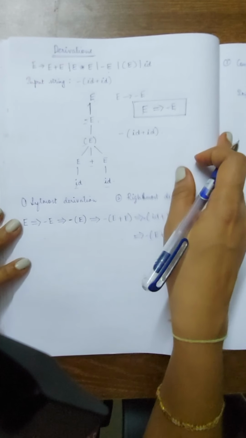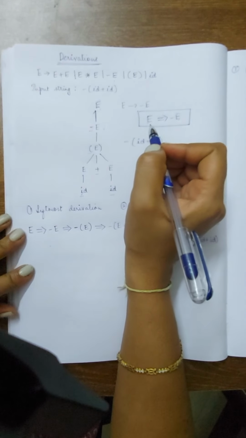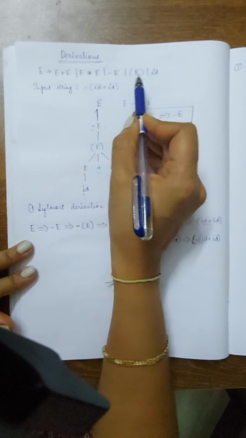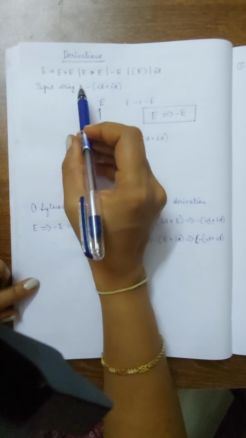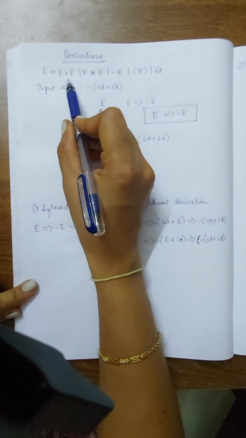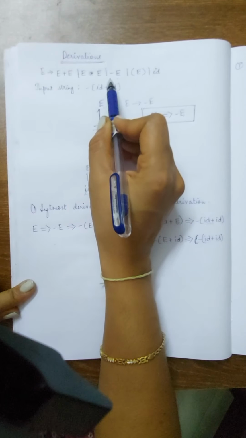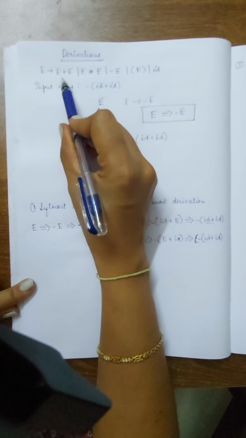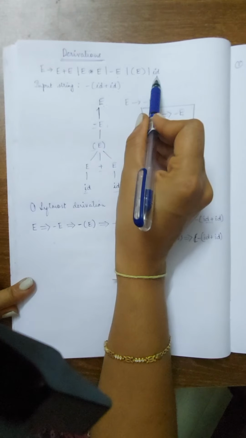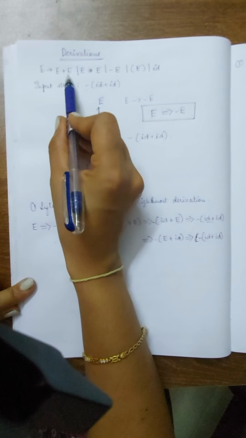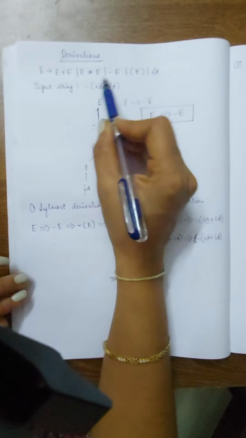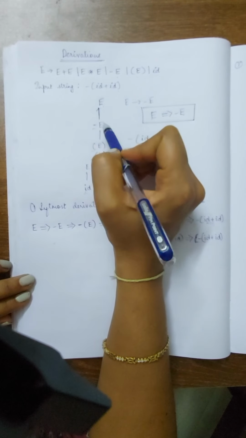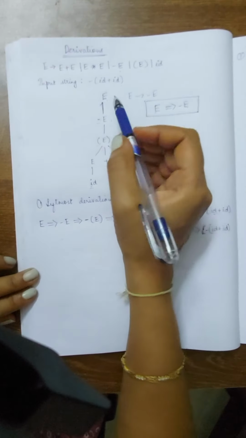Hello everybody. In this video let us learn about derivations. To begin with, take this grammar as an example and this input string. So to get this input string we are using a sequence of productions and also we are substituting the value of non-terminal by the terminal. So by this we can understand that E is a non-terminal and ID is a terminal, which is also a token. So for this input string, if we draw a parse tree, it will be in this way.